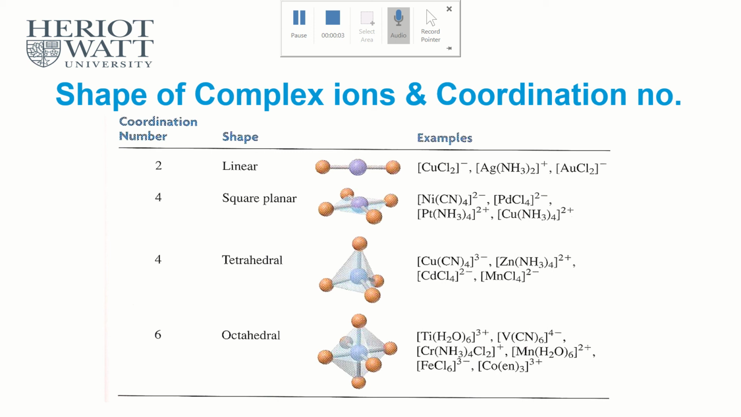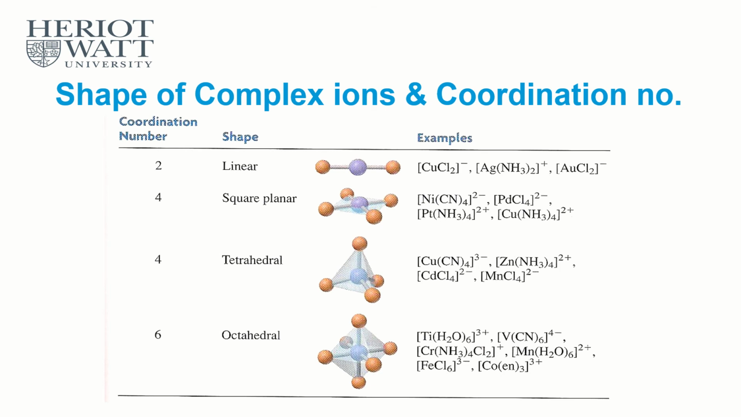All right, now the next thing we look at is the shape of complex ions and coordination number. Now, what is the shape of a complex ion? It's the same as what we learned in molecular shapes. It depends on how many bonding pairs there are and how they arrange in space, so you get different shapes. It's very lucky we only have these shapes in the slides that we're going to learn.